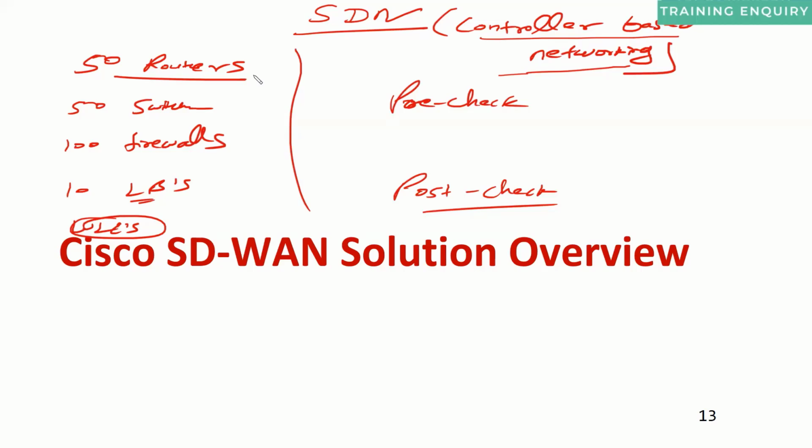So it has been there from a long time, this centralized networking. But just imagine, forget about scripting, because scripting is again controller-based networking, right? Forget about scripting. So if there is no script and you need to perform pre-check and post-check on 50 routers, 50 switches, or more than that, or maybe 100 firewalls, or even more than that, how much time is it going to take? Just imagine. I don't think that a single change window would be sufficient for you to perform all your changes, right?